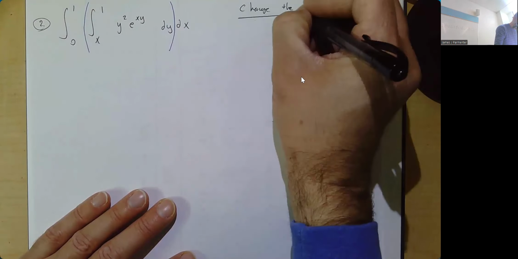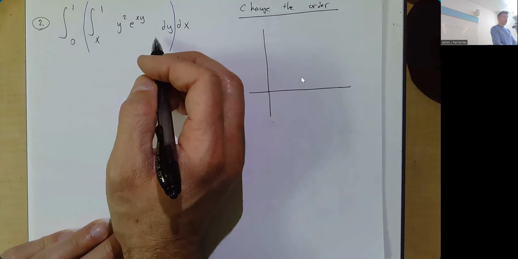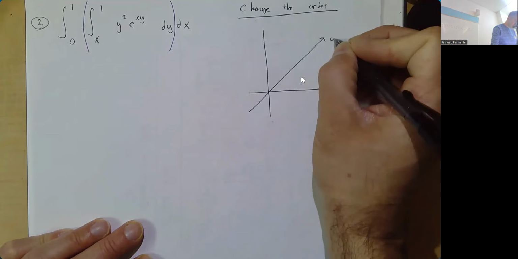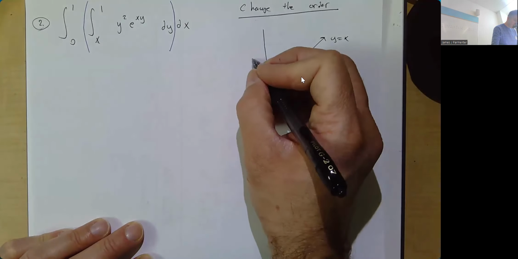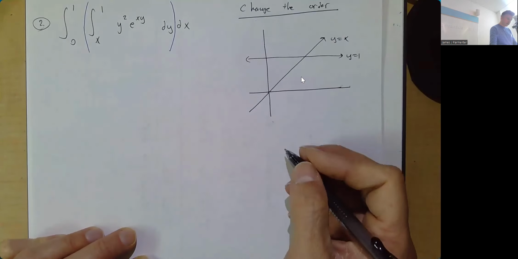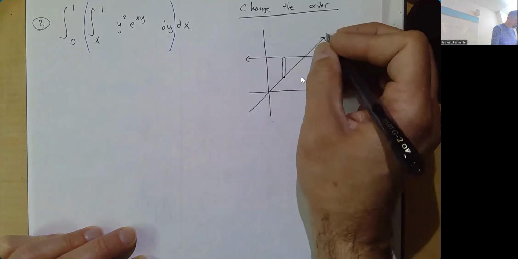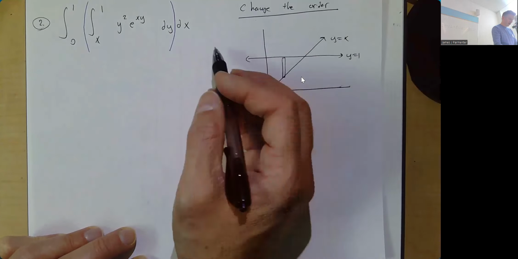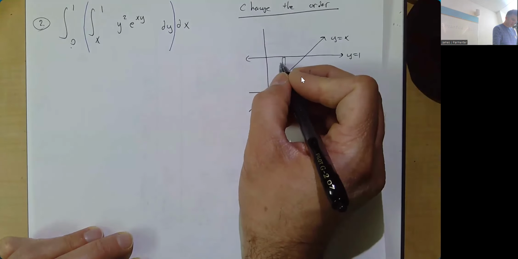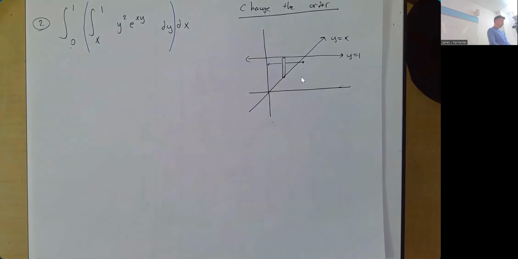So let's see. I'm always drawing the inner limits of integration first. y equals x, and y equals 1. So my vertical rectangles are going as low as y equals x, as high as y equals 1, and they're going as far left as x equals 0, as far right as x equals 1.